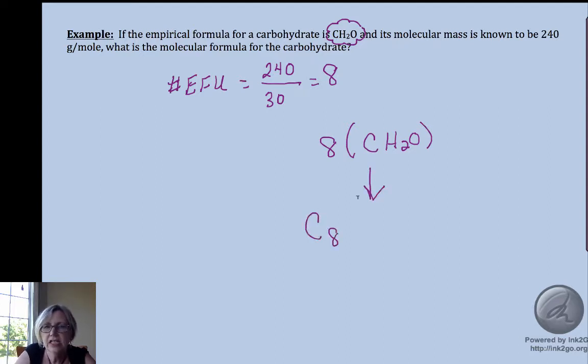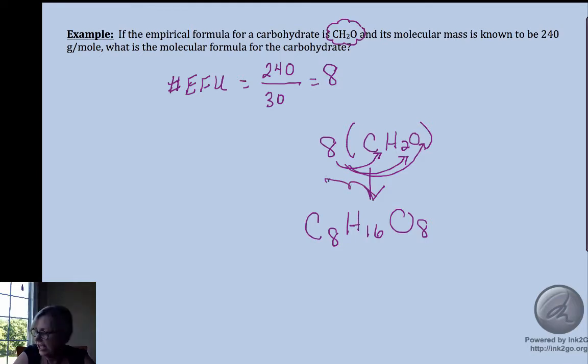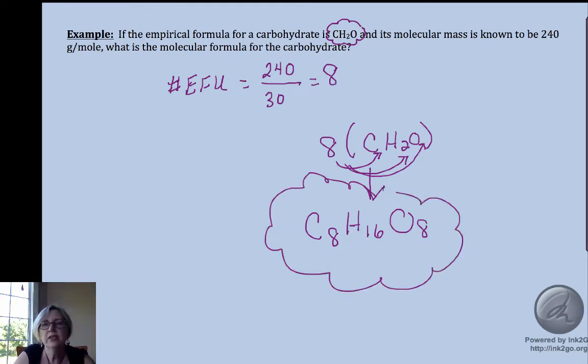So 8 carbons, 8 times 1, 16 hydrogens, 8 times 2, and 8 oxygens, 8 again times the implied 1 there. And that would be my final molecular formula.